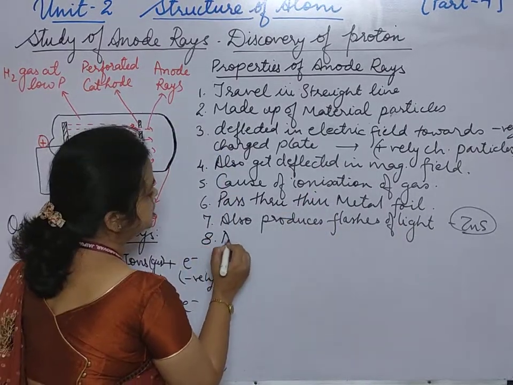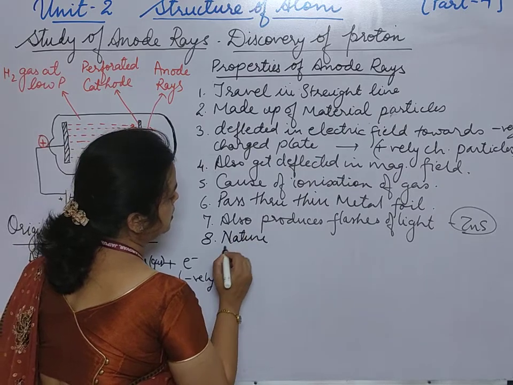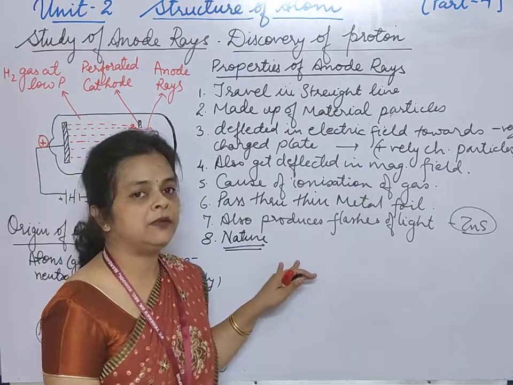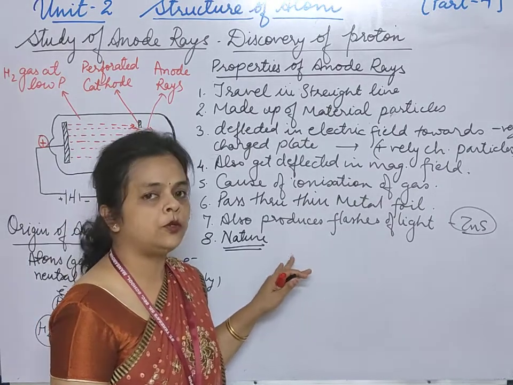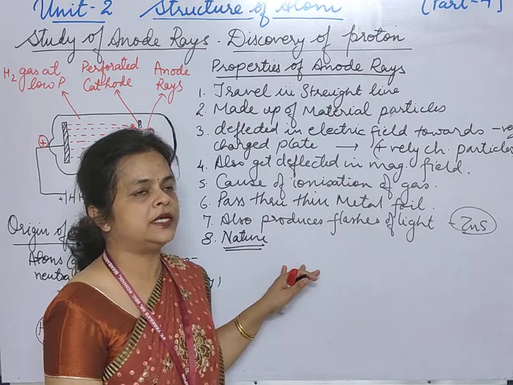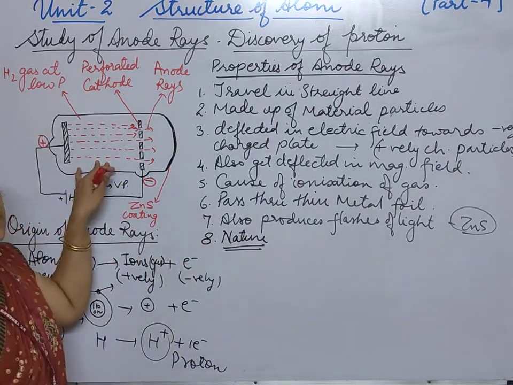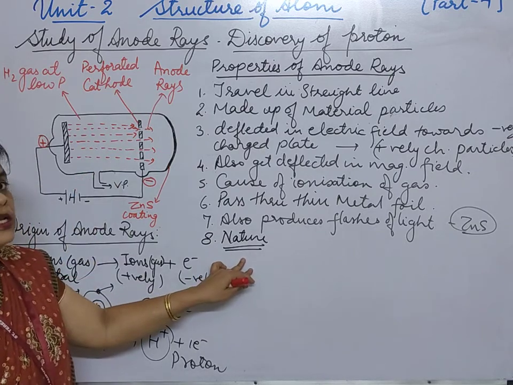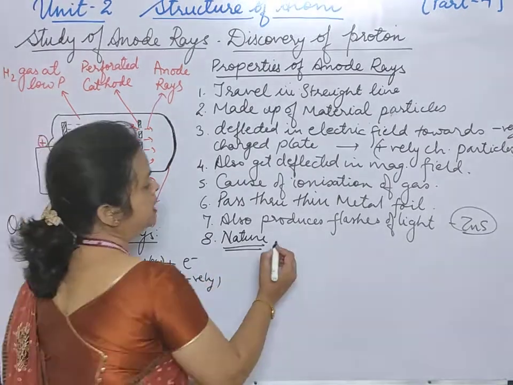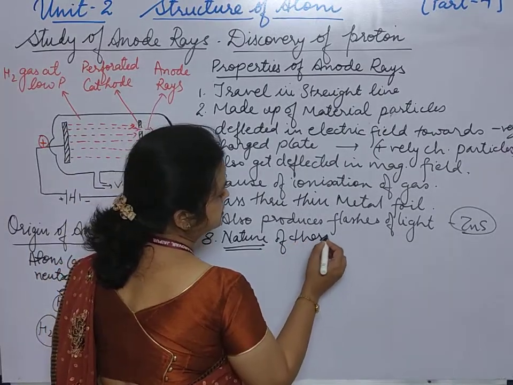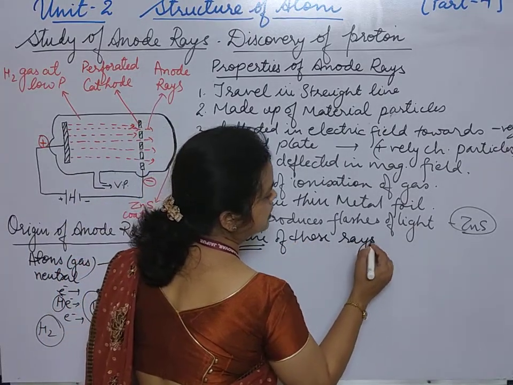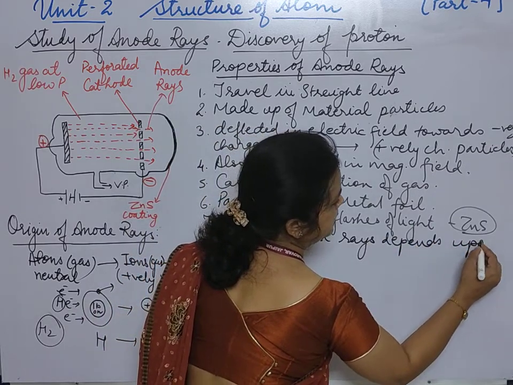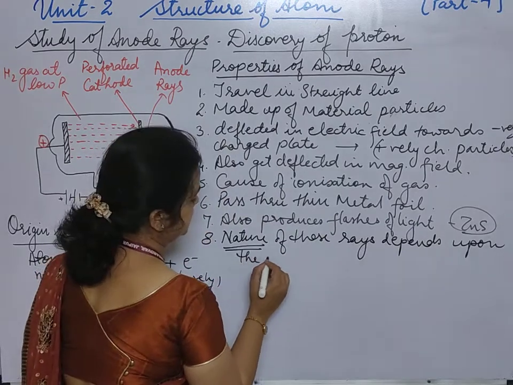Now, nature. Important one. The nature of these anode rays is not the same for all gases. If you change the gas, if you take any other gas inside the discharge tube, then the nature will differ. So what we can say, the nature of these rays depends upon the gas taken.